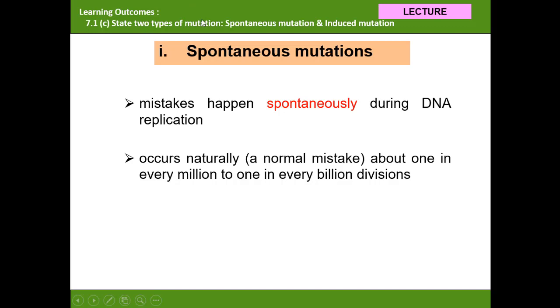Two types of mutation, spontaneous mutation and induced mutation. Spontaneous mutation is because of mistakes that happen spontaneously during DNA replication. This mutation occurs naturally, about 1 in every million to 1 in every billion divisions. And it is due to low levels of natural mutagens.